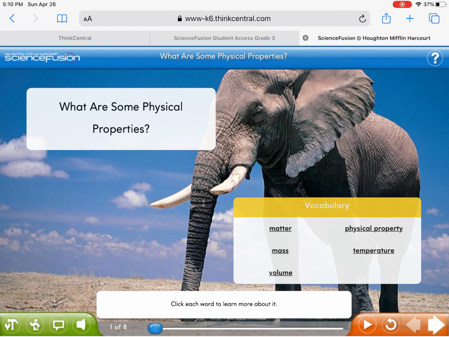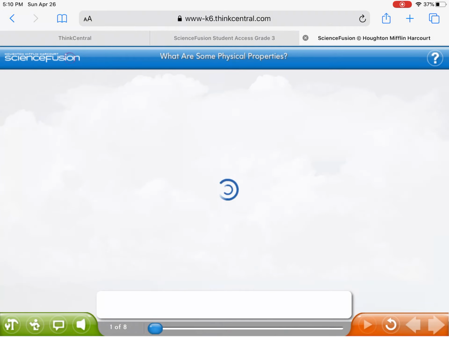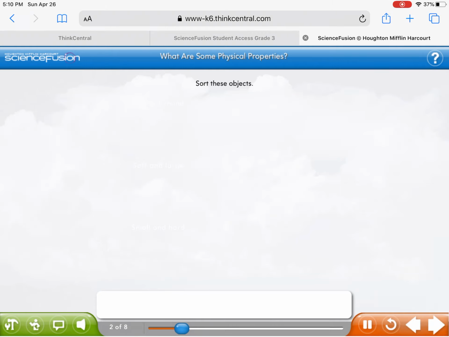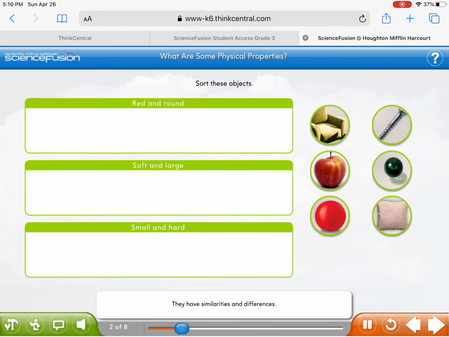So as we go through the slides, it will show us how each of those are used to find physical properties. Look at these objects. They have similarities and differences. Use some of their qualities to put them into the boxes. Drag the images to the correct locations.